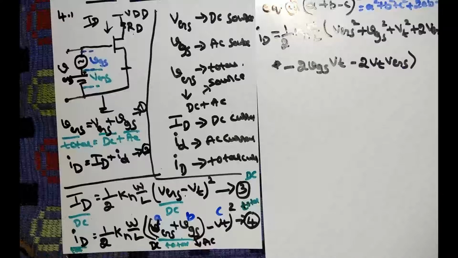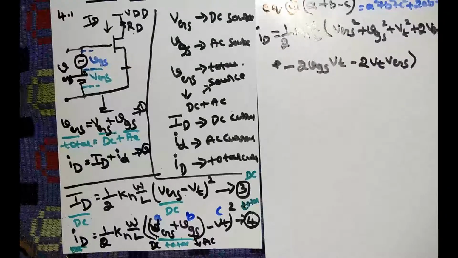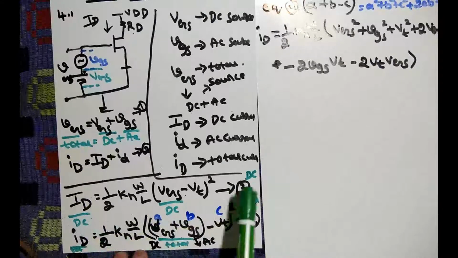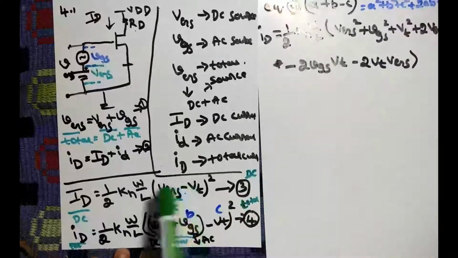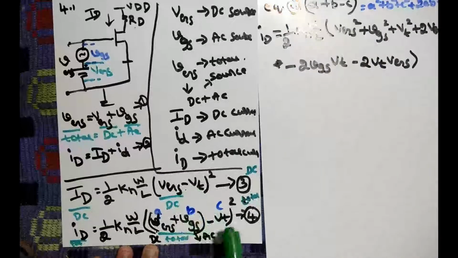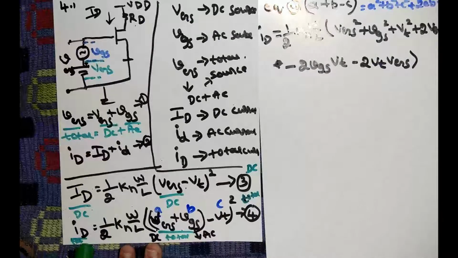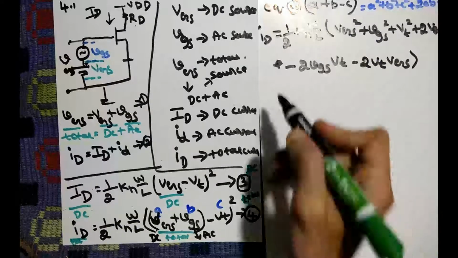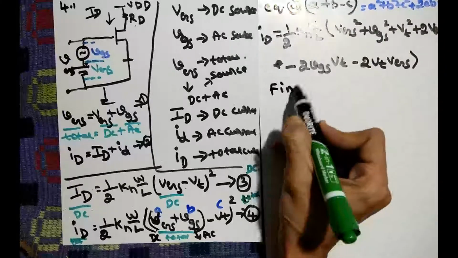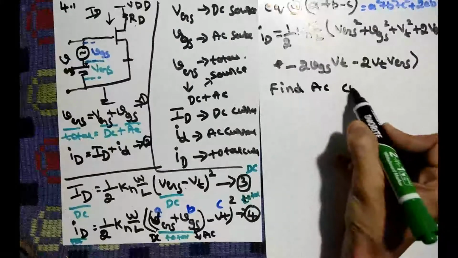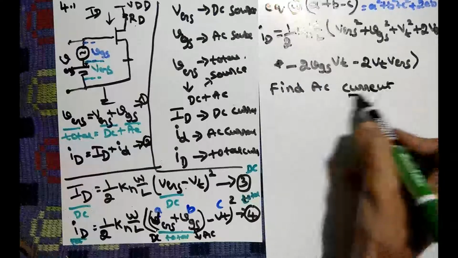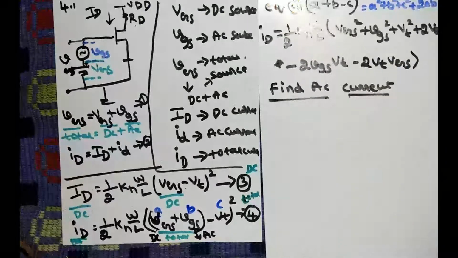Here my aim is to find the AC signal. What we have done is find the current. First we represented the DC current. As usual, we know the formula, and we converted it into the total current. Now our aim is to get from this total current to the AC current. How do we find it? Our aim is to find the AC current, so I have to isolate the terms that belong to the AC current.